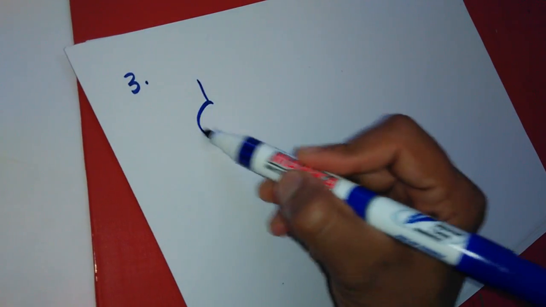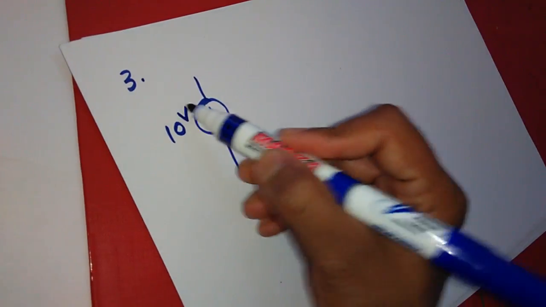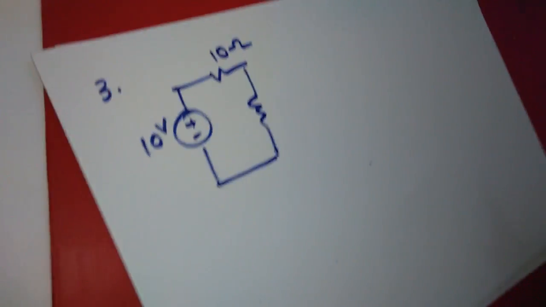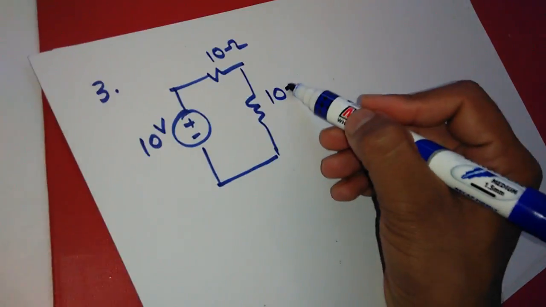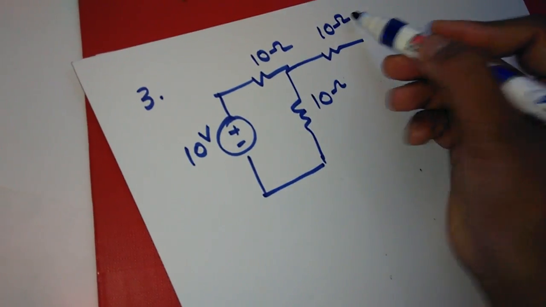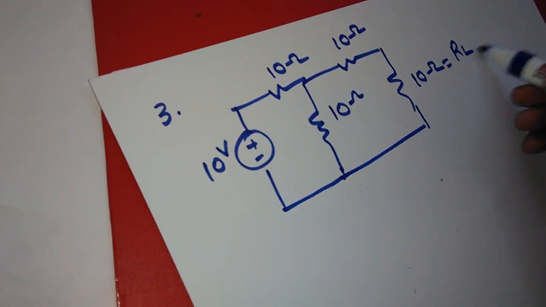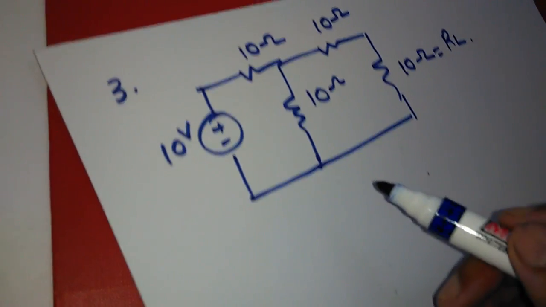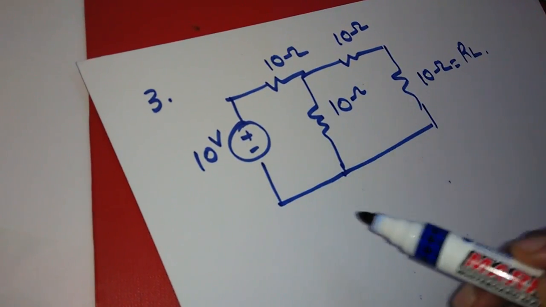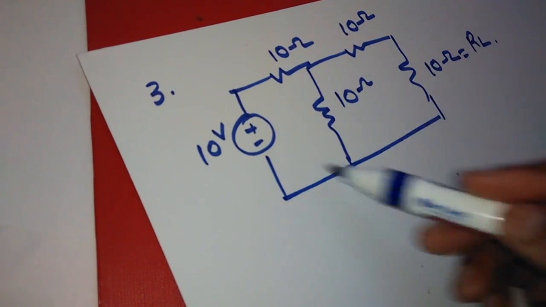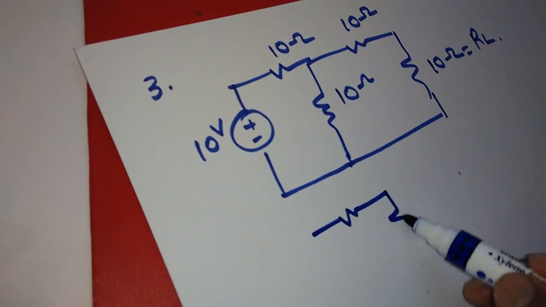Now in the third step, we have to find out the RTH. Again we will make the circuit: 10 volt, 10 ohm, 10 ohm, 10 ohm, and this is 10 ohm, and this is the load resistance RL of 10 ohm. So find out the RTH of this circuit. Assume that this is the circuit and we have to find out the RTH. RTH is the internal resistance of the circuit. Again we will make the circuit.